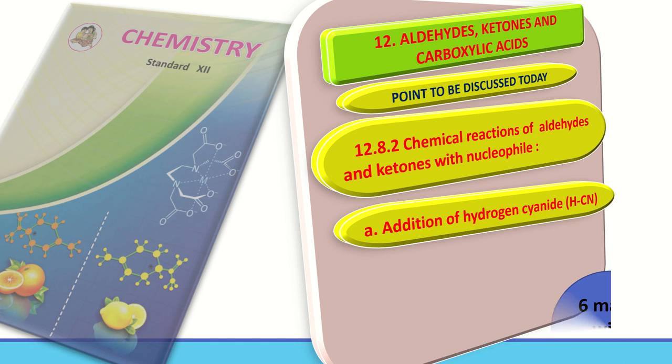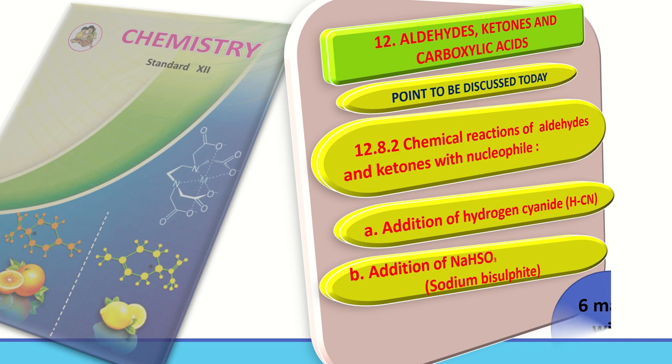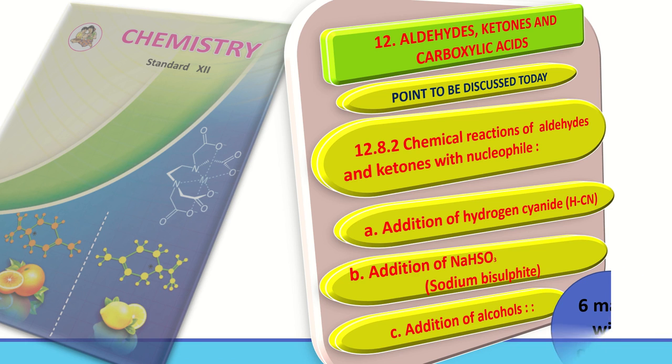The first reaction, addition of hydrogen cyanide. Second reaction, addition of sodium bisulfite. And third reaction, addition of alcohol. In this session, we will discuss these three reactions. All these reactions are addition reactions and all the reagents are nucleophiles. So let's start with the first reaction, addition of hydrogen cyanide.